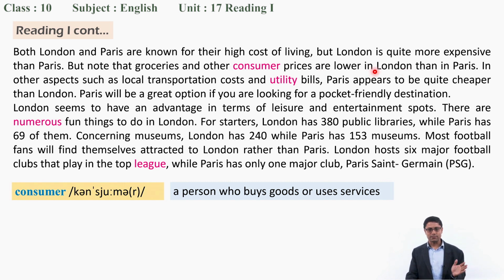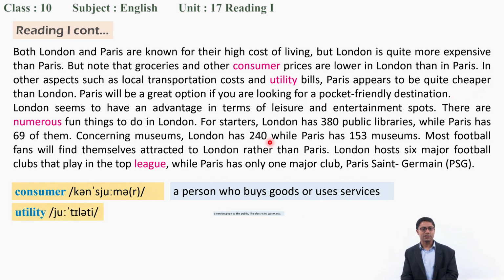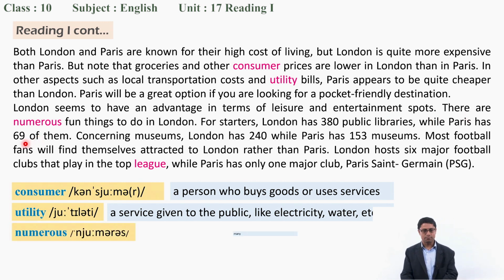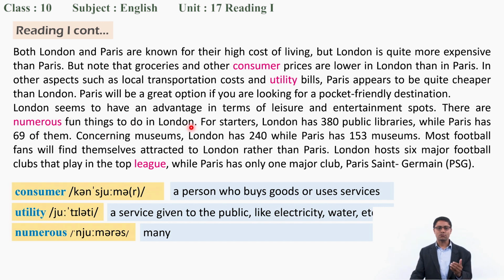Groceries especially. In other aspects, such as local transportation costs and utility bills, Paris appears to be quite cheaper. So local transportation, similarly utility means services given to the public like electricity, water. For these things, Paris is cheaper. London seems to have an advantage in terms of leisure and entertainment sports. For leisure, for entertainment, London seems to be better because it has more spots. There are numerous, means many, fun things to do in London.